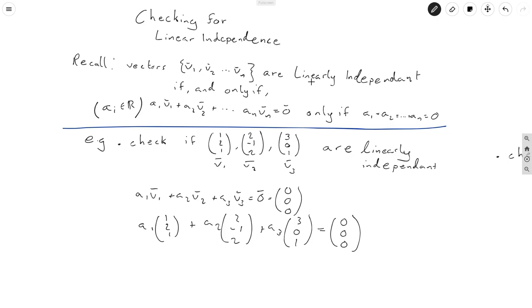In this case, n is going to be 3 because we have a total of 3 vectors. n refers to the total amount of vectors we have. So v1 is (1, 2, 1), v2 is (2, -1, 2), and v3 is (3, 0, 1). And we want to check for linear independence. How we go about this is we set up this equation here, and we're going to solve for all possible values of a1, a2, and a3 and see if the only solution is them all being 0.